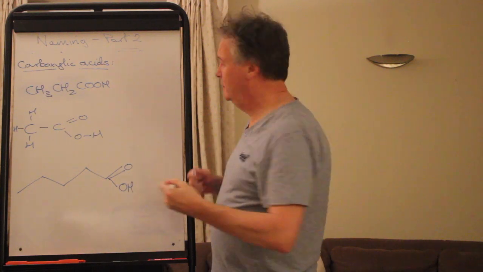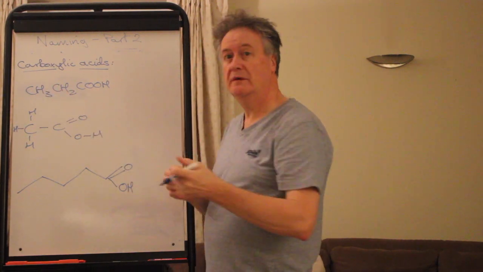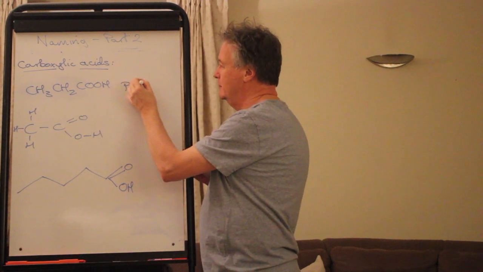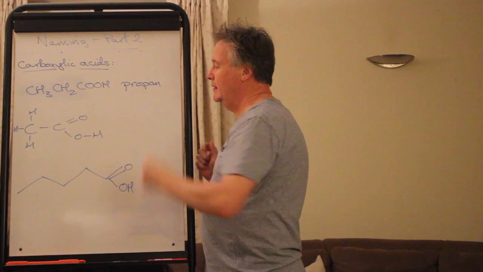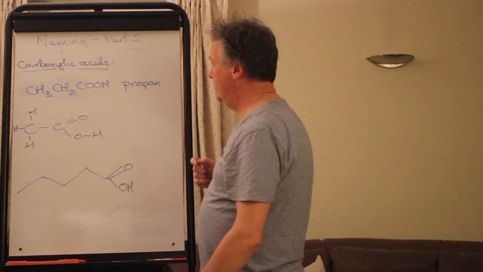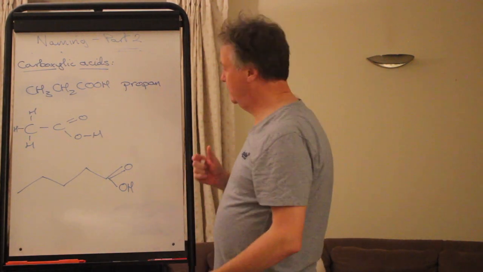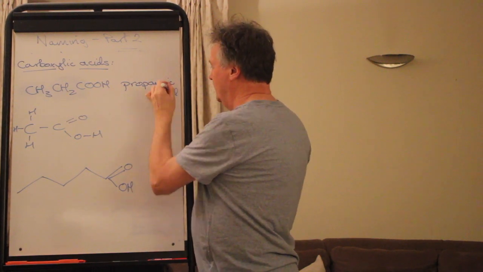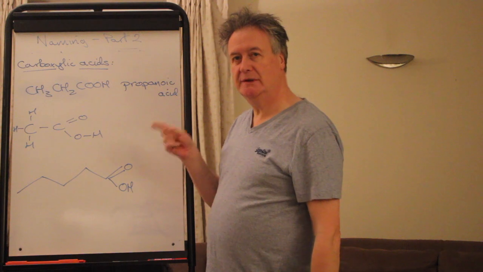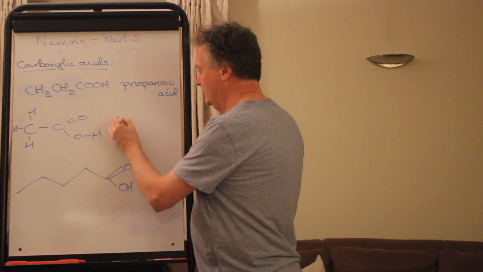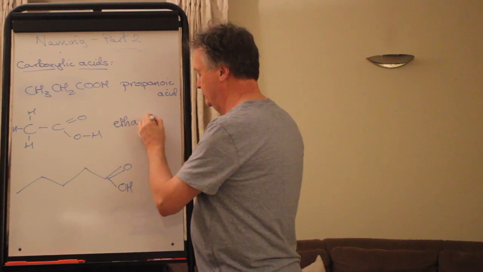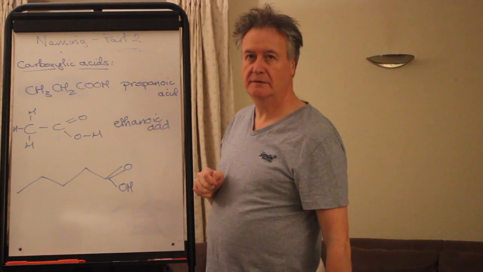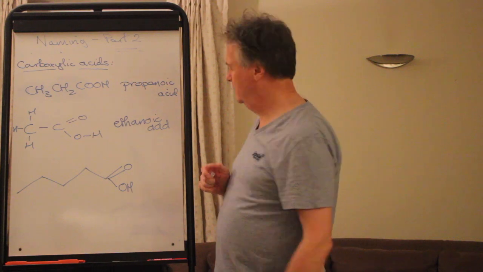How many carbons? 1, 2, no, there are 3, because that's a carbon as well. So that is going to be based around prop, but it's propan again, part of that. Got to get to know it. Propanoic acid. The next one, 2 carbons, is ethanoic acid, something you're familiar with because it's vinegar.